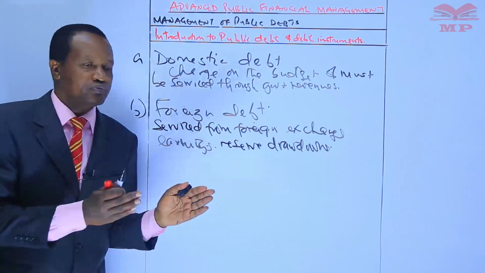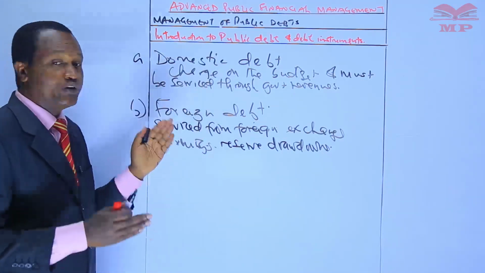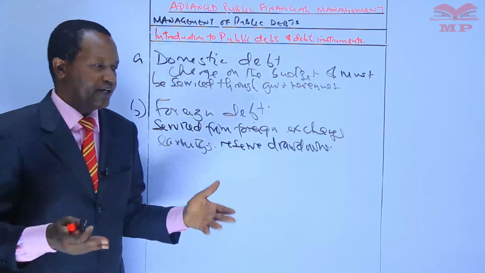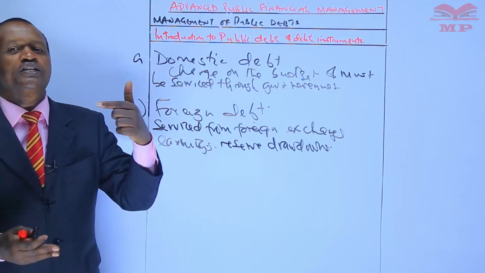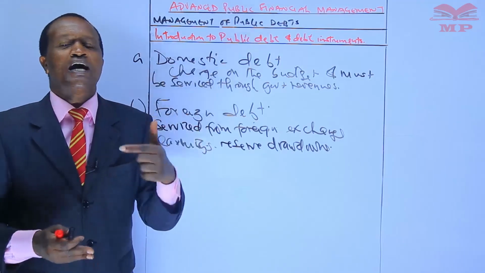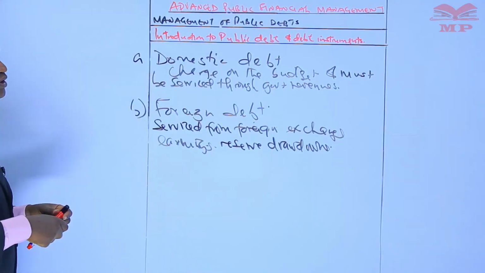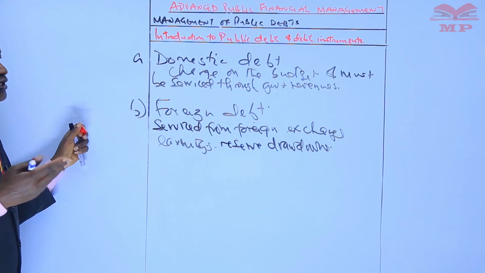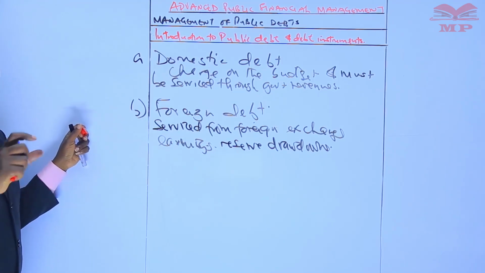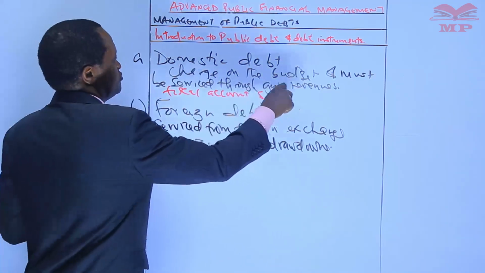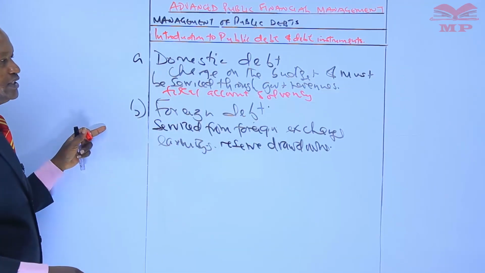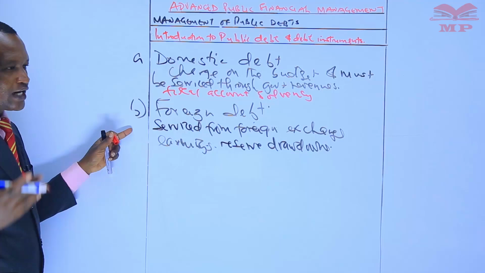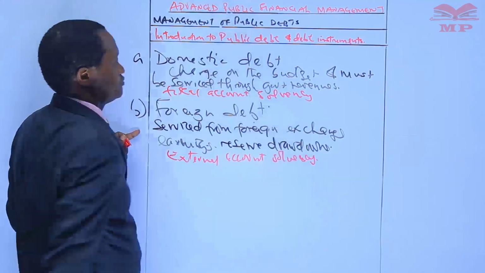Now, these two, the domestic debt and the foreign debt, should be managed separately. Why? In order to ensure what we call fiscal and external account solvency. This one should be managed prudently and separately so that the government can maintain fiscal account solvency internally. The foreign debt should be managed separately so as to achieve the external account solvency. Okay?